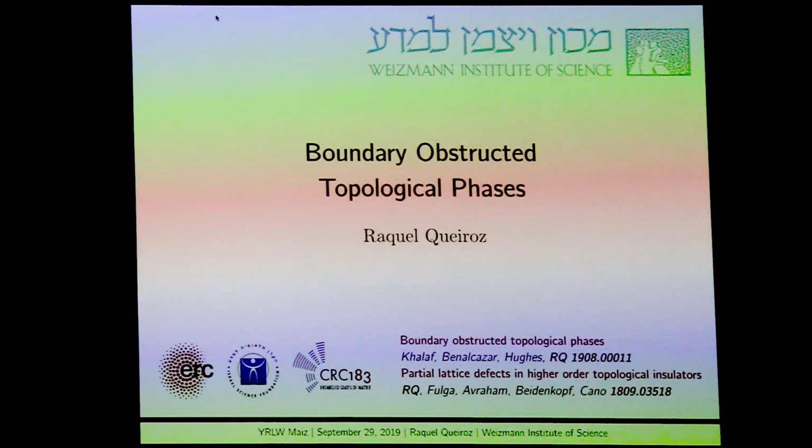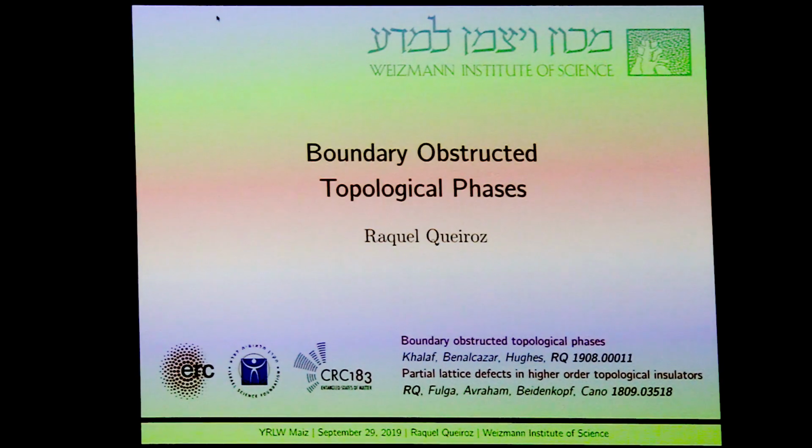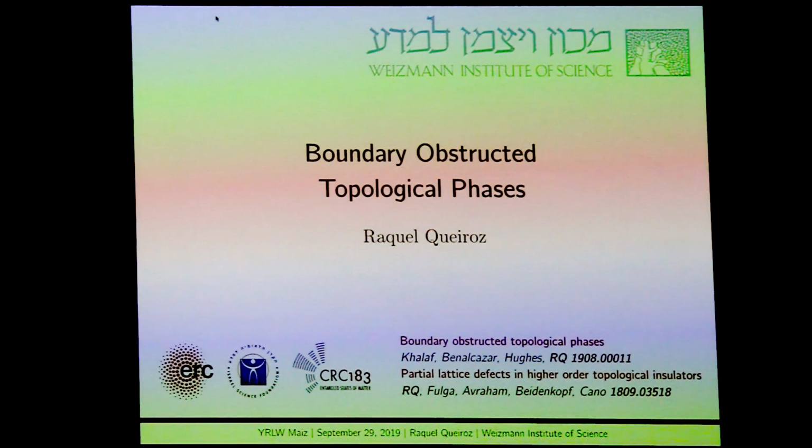I'm going to tell you about boundary obstructed topological phases, which is a concept that we just put out in a preprint with Aslan Khalaf, Vladimir Benalcazar, and Taylor Hughes. And hopefully I'll also get to hint a little bit at another work, which is partial lattice defects in higher order topological insulators, which can also be used in order to see boundary obstructions.